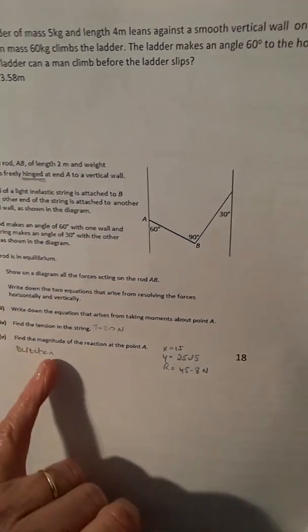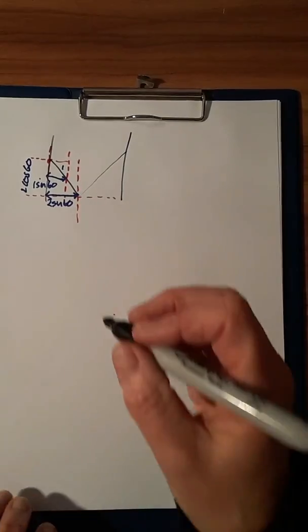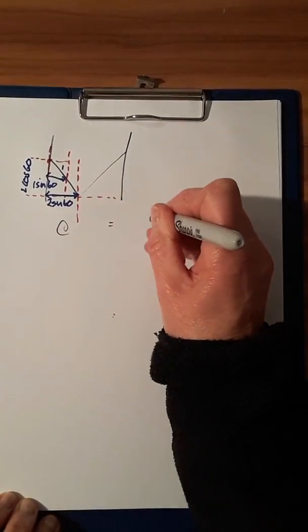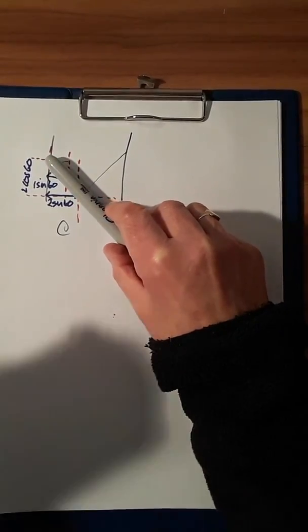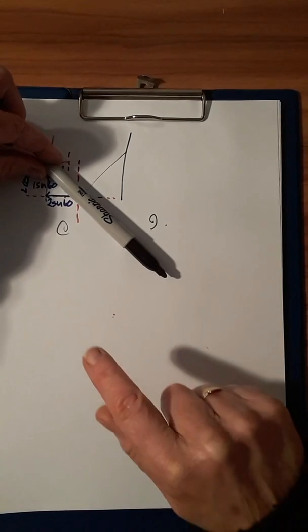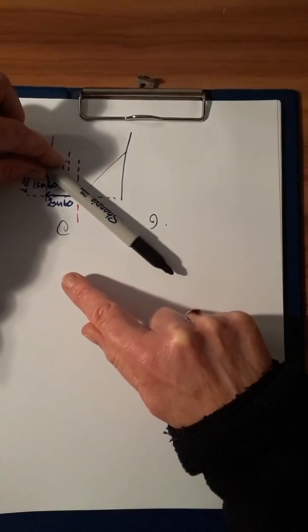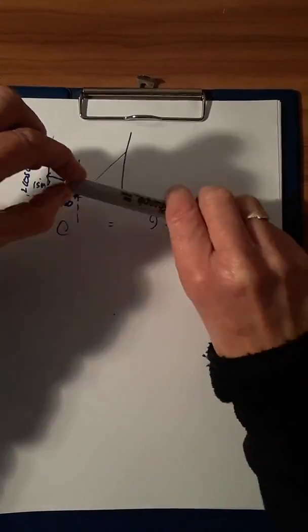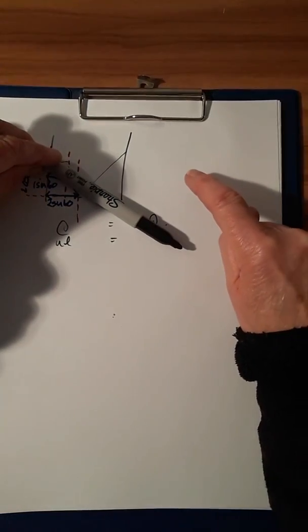Now remember, the question asks me, write down the equations that arise from taking moments about the point A. Right, so let's do this, moments about A. So the anti-clockwise moments must be equal to the clockwise moments. So if I was to move that rod, here's the rod, there's the fulcrum. If I was to move that rod in an upward direction, what forces would make it move up? That would be up forces coming from the left. And if I was to move it in a downward direction, that would be down forces coming from the right.